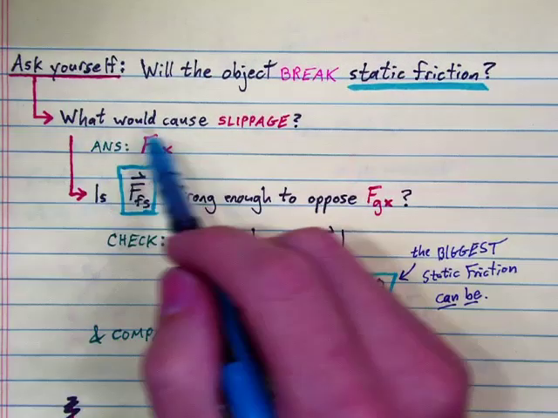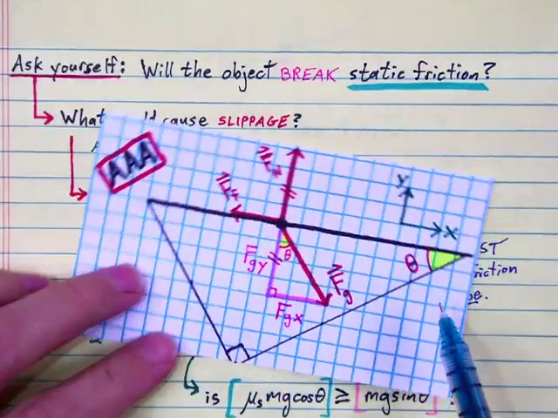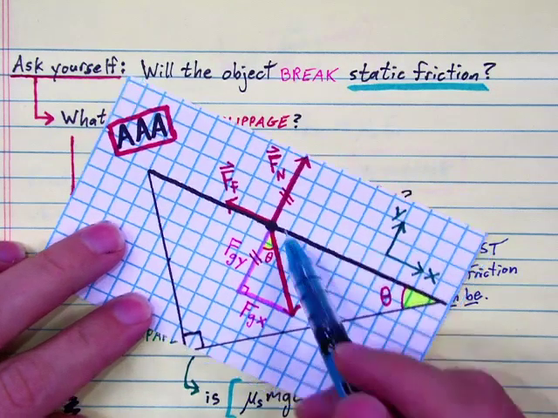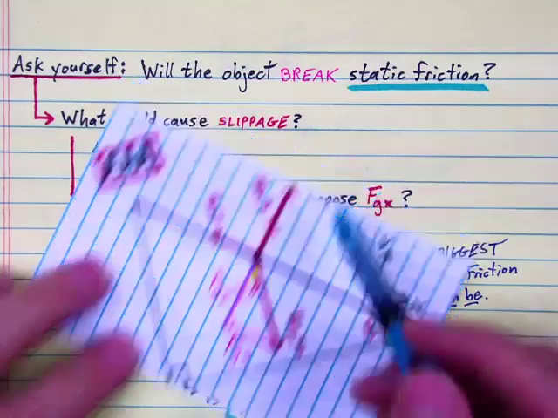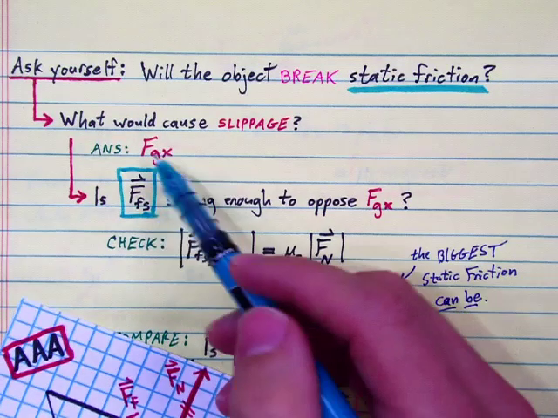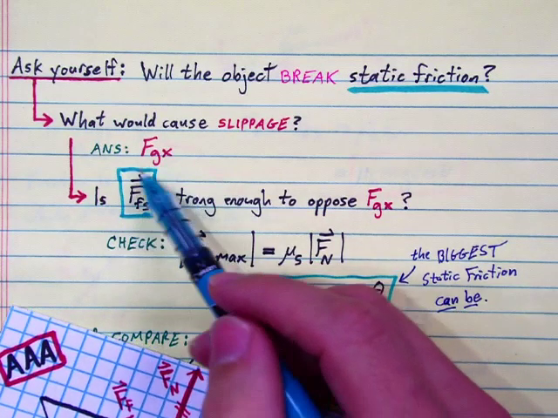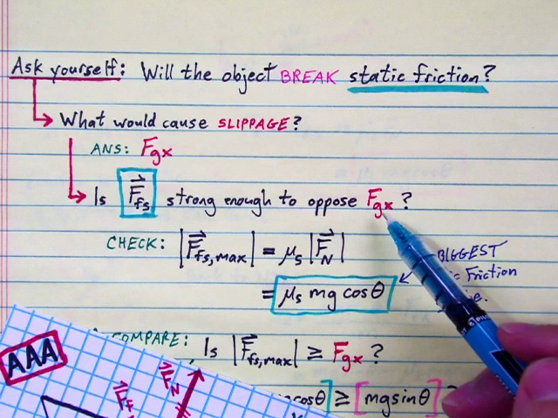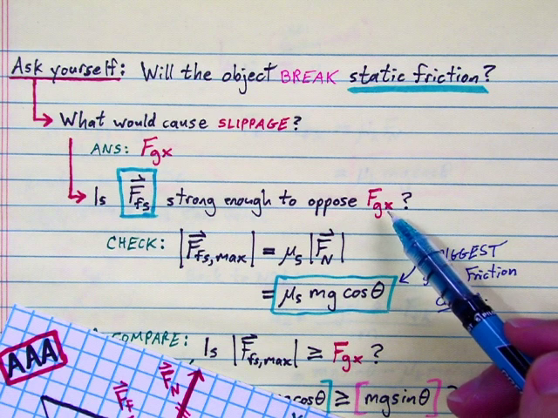What would start to cause that slippage? Well, it would be the x component of gravity right here, FGX, pulling the object down the ramp. That would tend to cause the slippage. And of course, static friction shows up to oppose that slippage. But is static friction strong enough to oppose FGX? You don't know until you check. You have to calculate numerically.